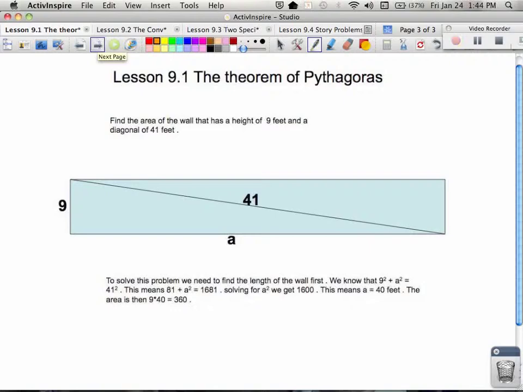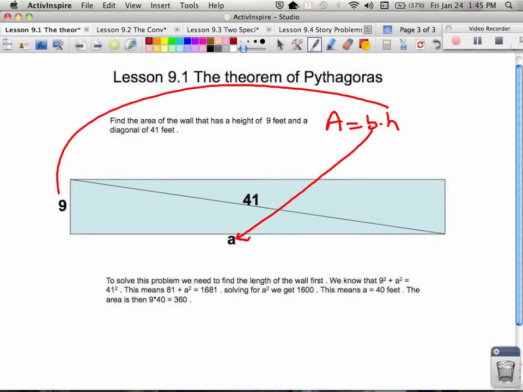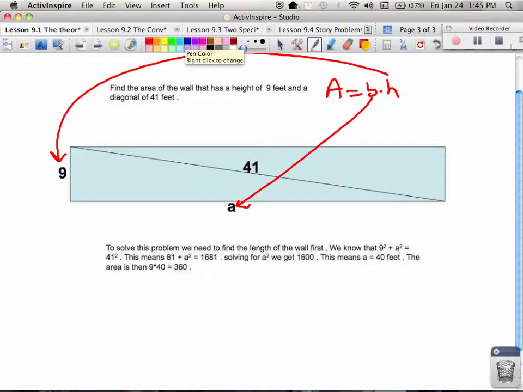In this particular example on our third slide, we want to find the area of a wall that has a height of 9 feet and a diagonal of 41 feet. In order to find the area of this wall, we know that areas of rectangles are base times height. Our problem here is that we have the height, but we don't have our base. Our base is the A in this case, and our height is the 9, but instead we have the diagonal of 41. So using the Pythagorean theorem again, we know that a squared plus 9 squared equals 41 squared, or in other words, a squared plus 81 equals whatever 41 squared is.